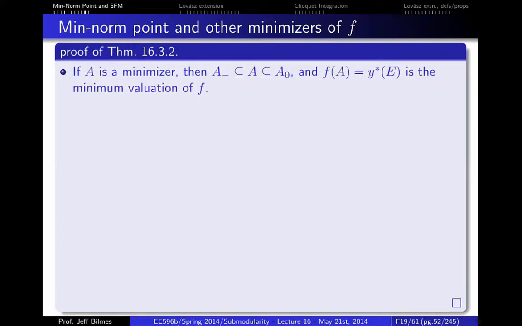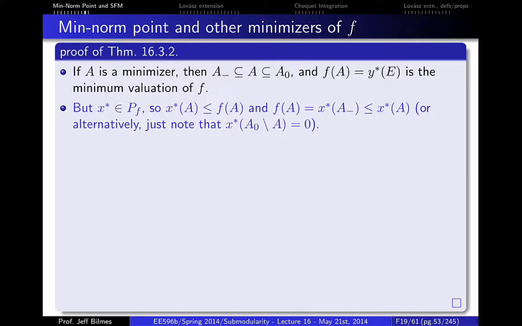Okay, so let's say that A is a minimizer. This is the proof of this theorem. This proof is relatively easy compared to the last one. So if A is a minimizer, it must mean that A is sandwiched between the minimum minimizer and the maximum minimizer. And we also have that y star E is the minimum valuation of f, right? Because that's the same y star that we constructed before.